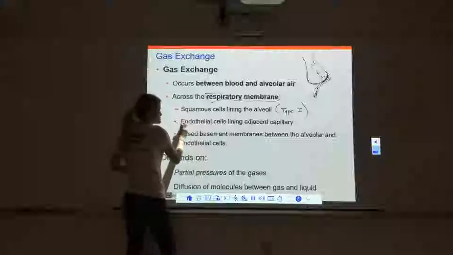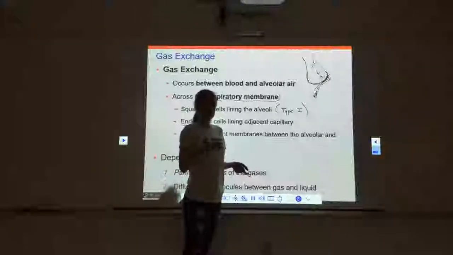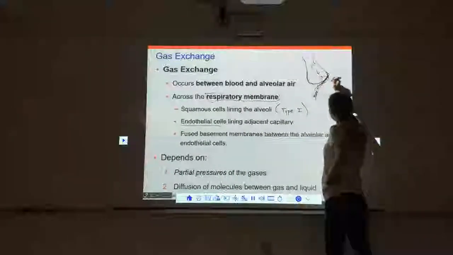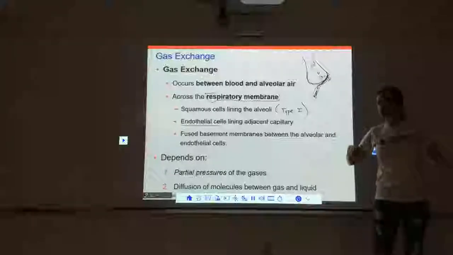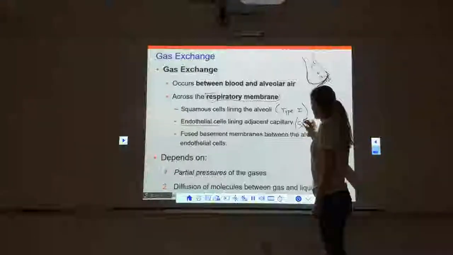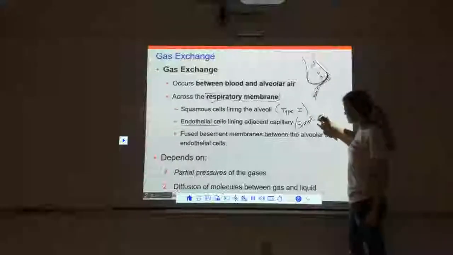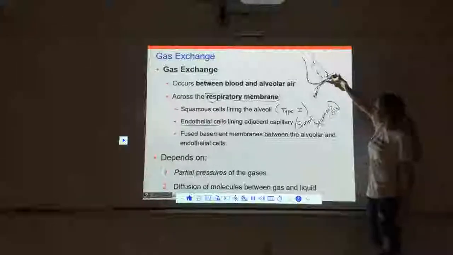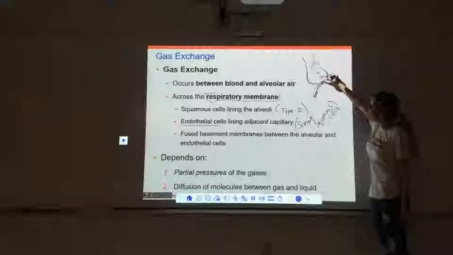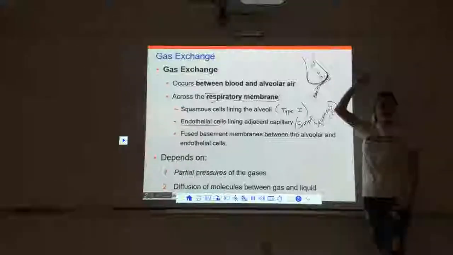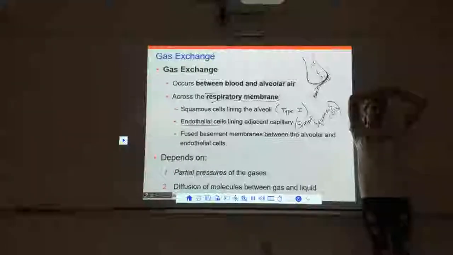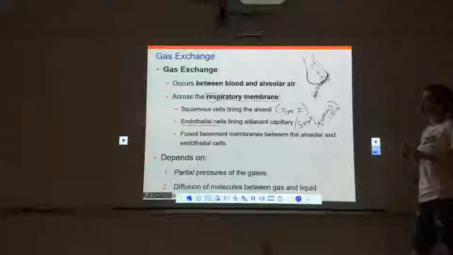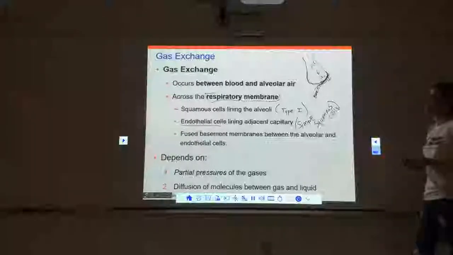The capillary, remember, is lined with a really thin endothelium, right? Just endothelial cells. So what kind of cells are endothelial cells? Like, are they cuboidal, columnar, squamous? Squamous. Okay, so the lining of the capillary is another simple squamous. So we've got a really flat cell and a really flat cell. And then their basement membranes are fused. So we essentially have two very, very thin cells and we fuse them together. And that makes for a very, very thin little membrane that the gases have to cross as they're exchanged between the air and the blood.